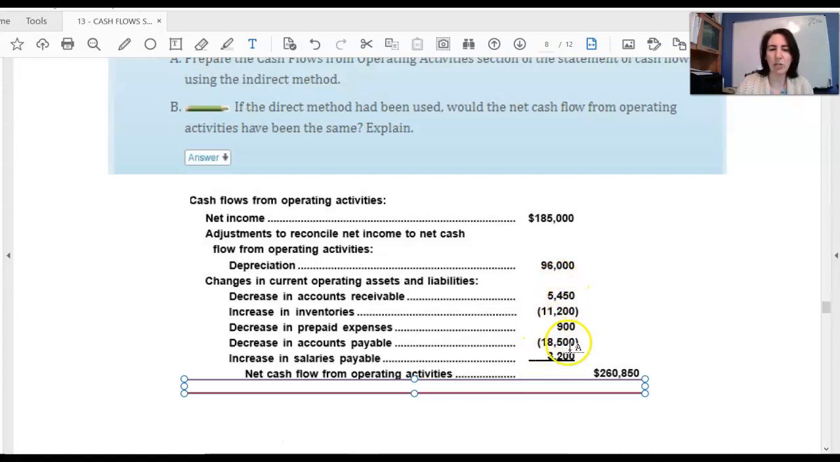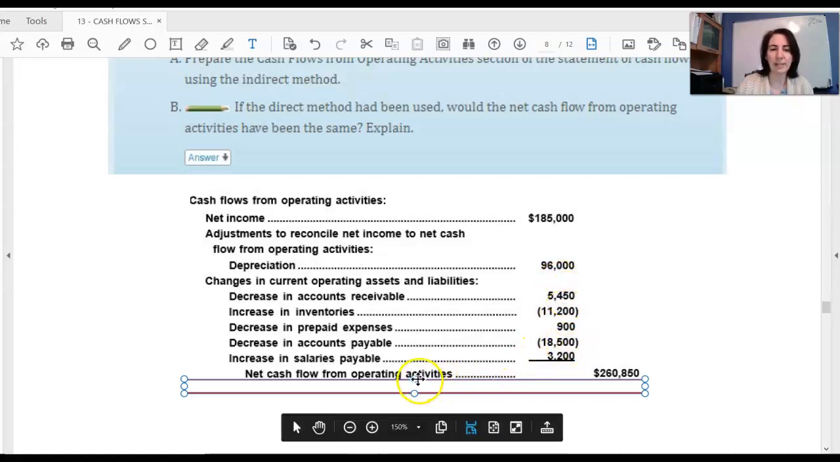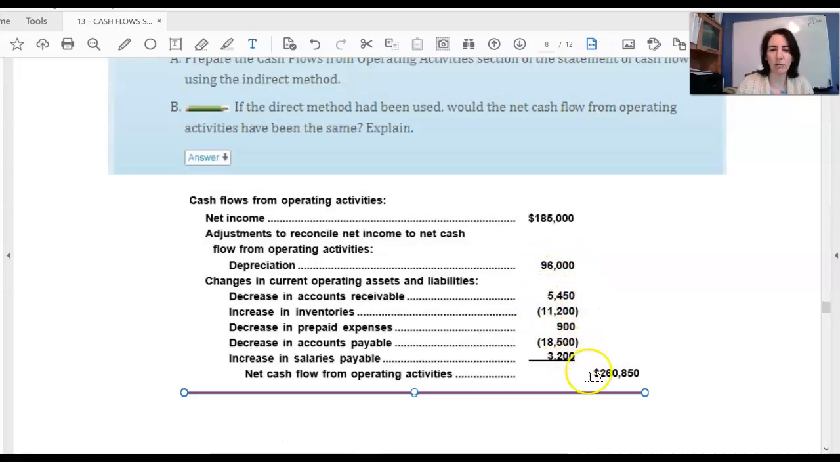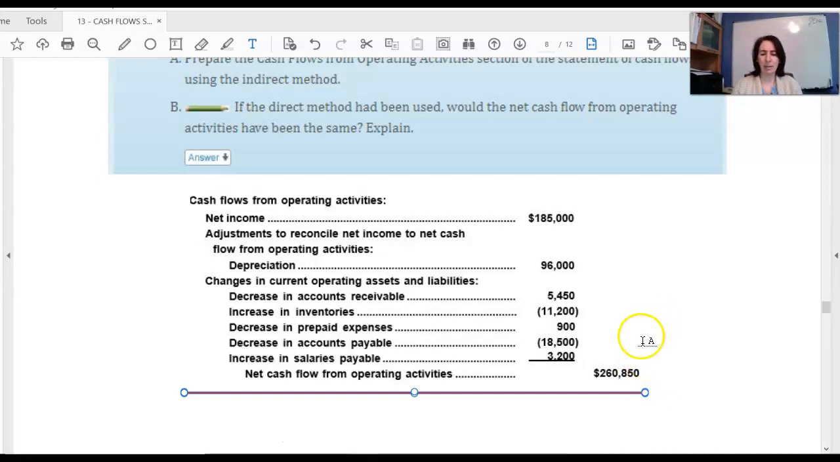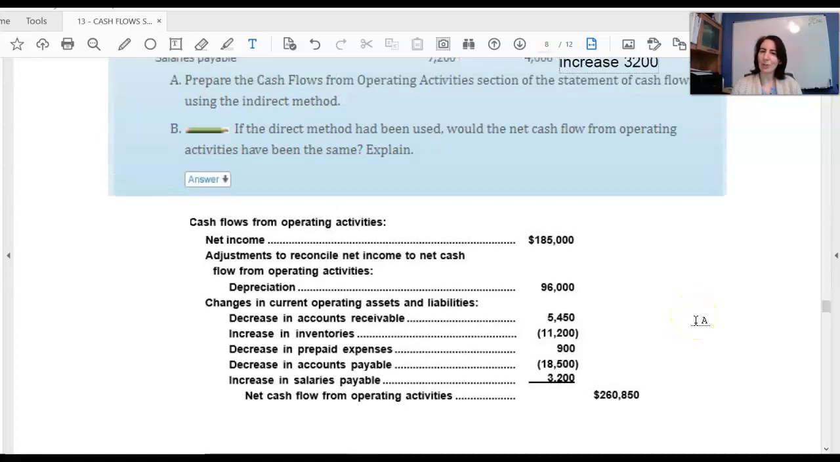So you add up all these changes in current operating assets and liabilities, and you'd add up your starting net income plus the adjustments for depreciation, plus or minus all of these, and you'd wind up with net cash flows from operating activities of $260,850. Now you might think, wow, it's a lot to be thinking about all those things. Well, yes, but luckily enough, you've taken my class, and I'm going to show you kind of a cheat.